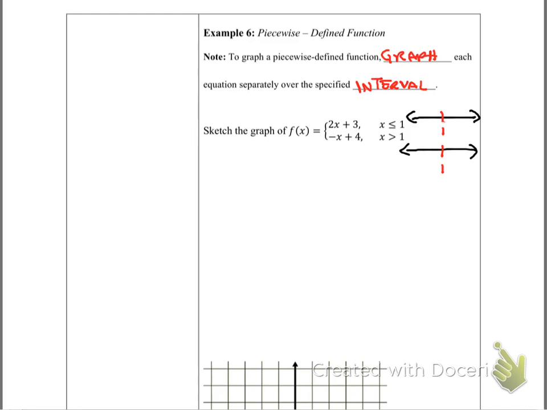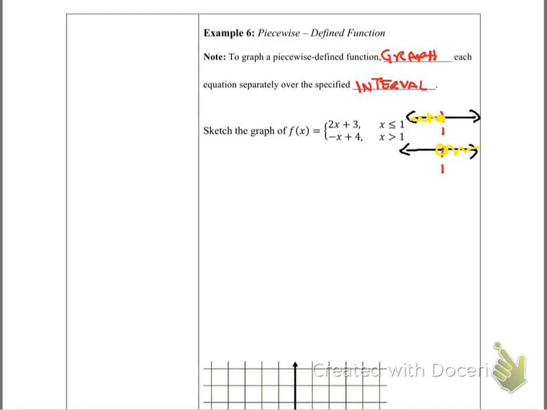So here one is separating our function, and we're going to include one here and all values to the left. So all values to the left are included in the first function, and then an open circle. Remember, a closed circle means you include the number. An open circle means you don't, and that's to the right. Now notice that I didn't give you any values. That's because you can choose any values you want.